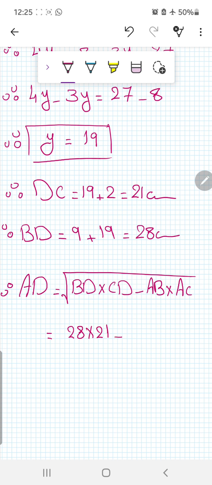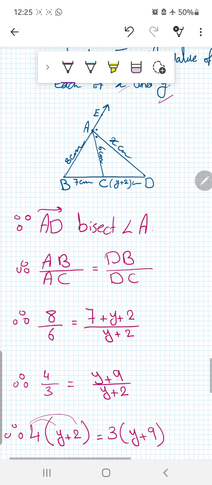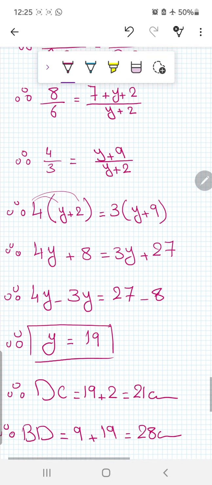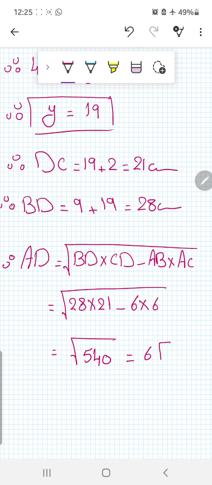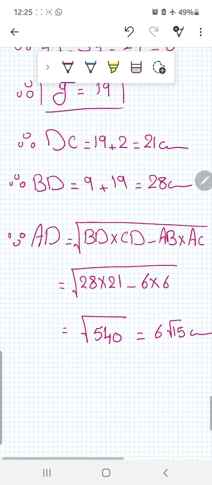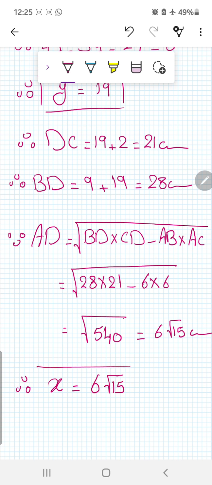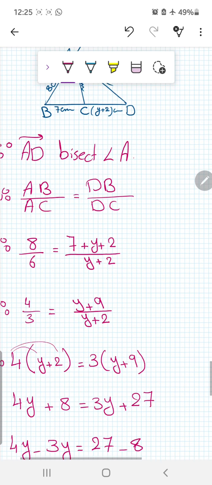Multiply 21 minus AB, which is 8. Multiply 6 minus 8 times AC, which is 6. All of this under the square root equals the square root of 540, which is 6 root 15 centimeter. So the value of X equals 6 root 15, as X equals AD.